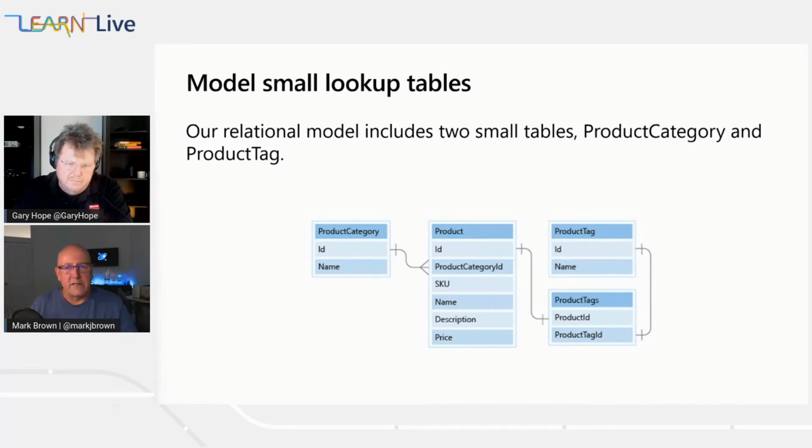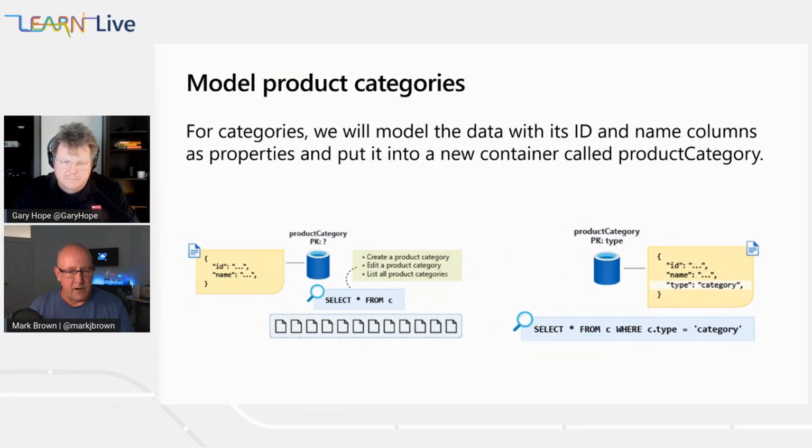So for the categories table here, next slide, we're going to model this with its ID, and then we'll use the name column as the property. And then we're going to put this thing in its own container, and we'll call that product category. Next, we need to choose a partition key for this. So we'll look at the access patterns. We need to create a product category. We need to edit a product category. We also need to list all the product categories. Now, we're not going to create or edit product categories very often. So listing the product categories is going to be the operation we run the most.